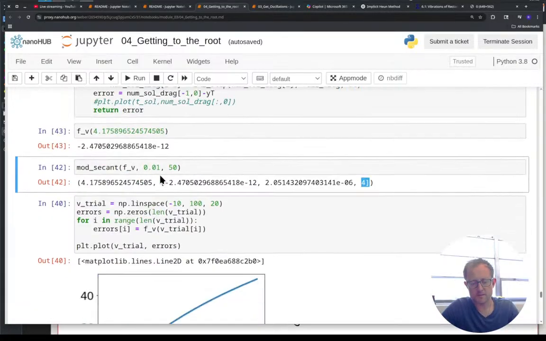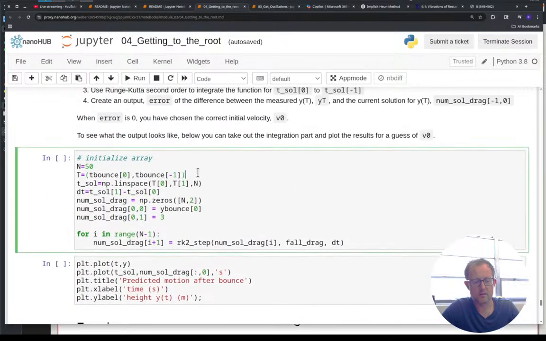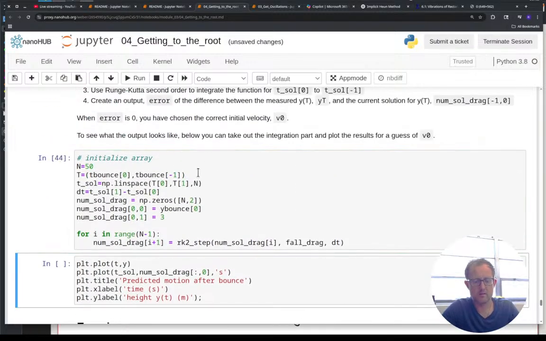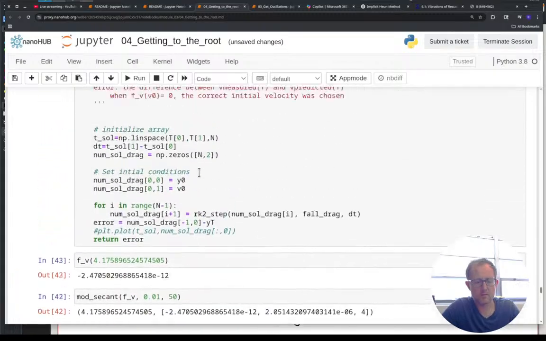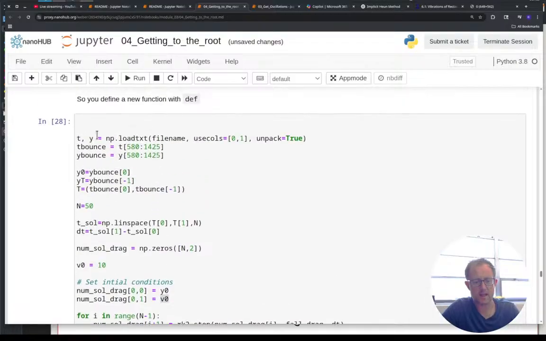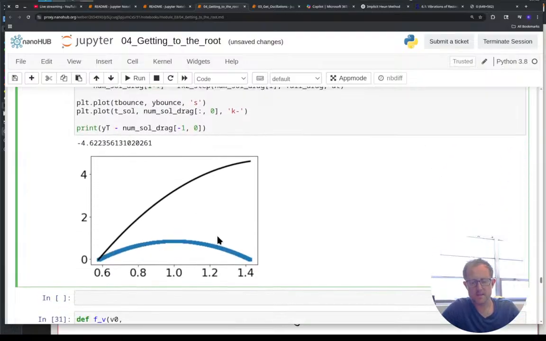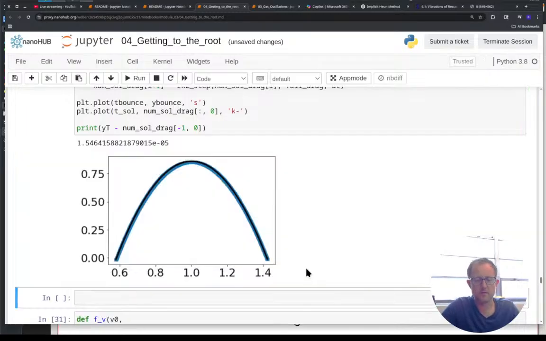So it seems like we did a good job. But the proof is always in the pudding. So that means I want to take that initial value, plug it in here, and see that black line fall on top of those blue dots. And sure enough, it's right on top of it. It's exactly what we thought it would be.